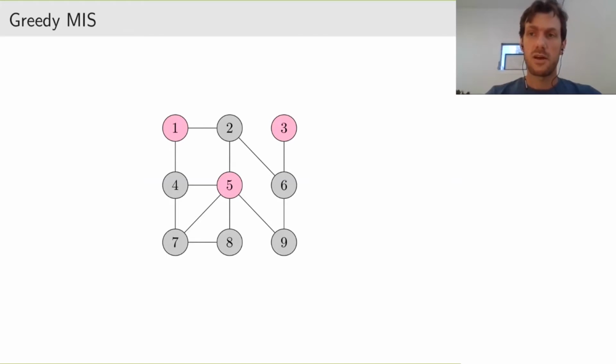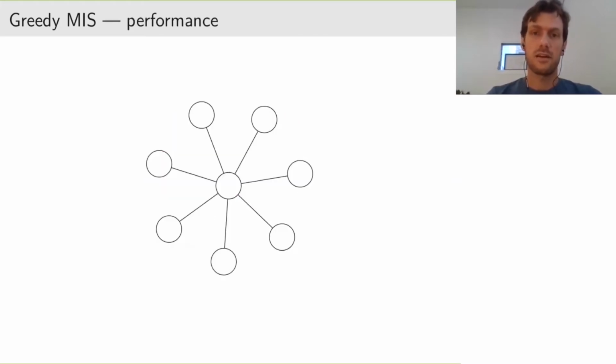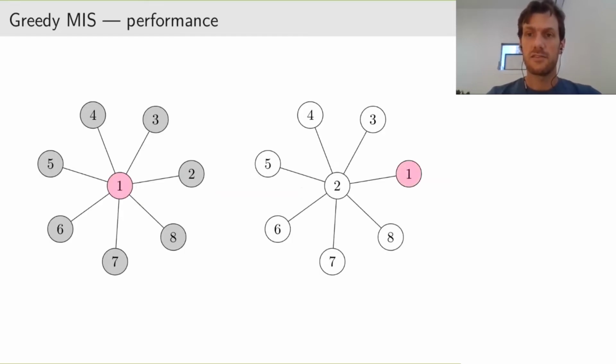Well, this clearly depends on the ordering of the vertices. Here's an extreme example. If we think of the star, and the root of the star is the first vertex we consider, then it will end up in our independent set. Hence, none of the leaves will be there, and the maximal independent set we obtain will be very small. If, on the other hand, we consider a leaf as the first vertex, then the root will not be in the independent set. Hence, all leaves will be there, and the maximal independent set will be maximum with respect to size. So which situation is more typical?